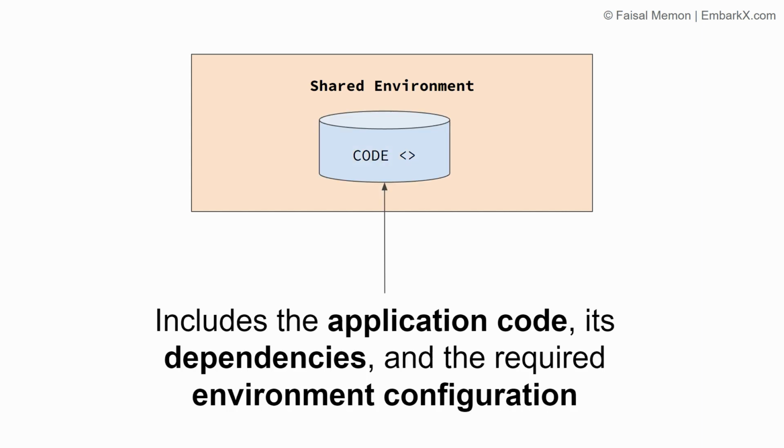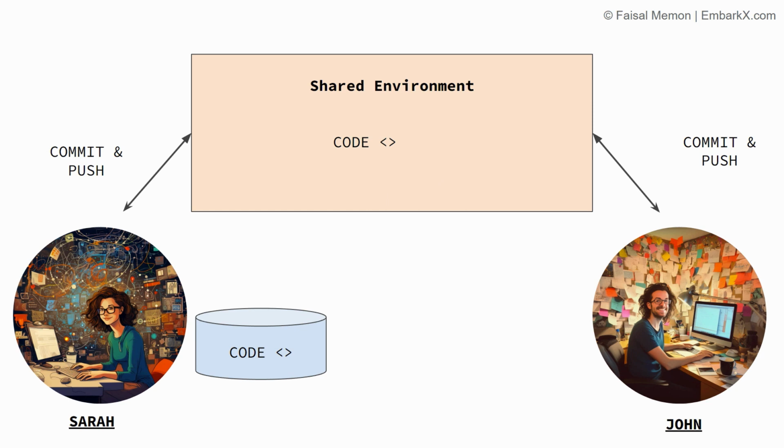Okay, now what this means is, the code base moves to a container, which includes the application code, its dependencies, and the required environmental configuration that is needed for the application to run. Now, this is what the scenario will look like. Sarah has the container in which her application is running, and this container is like an isolated environment, which has everything that the application needs to run well on her system.